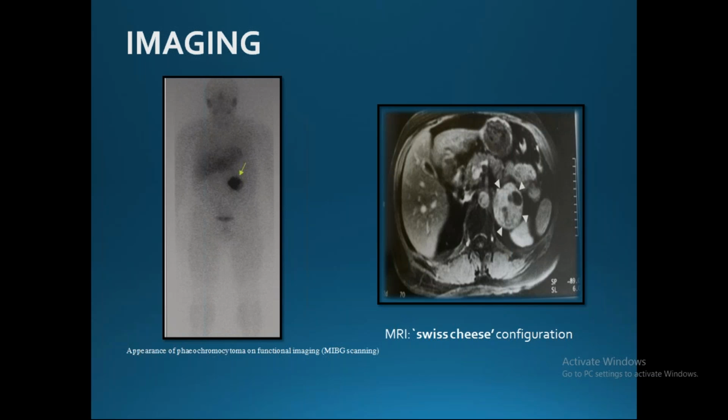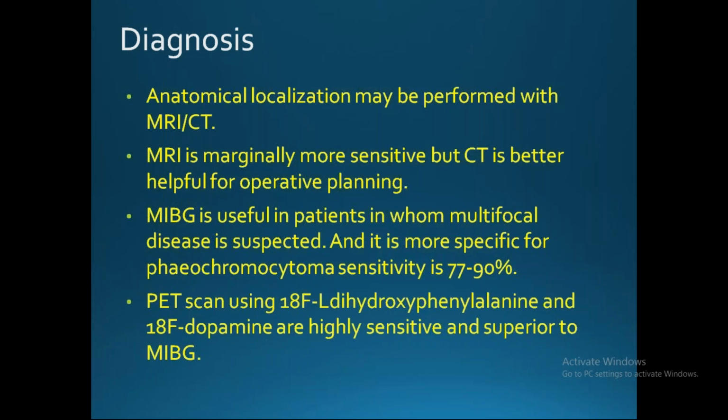On MRI, the classical appearance of pheochromocytoma is the Swiss cheese configuration. You know what Swiss cheese is? It's a cheese with multiple holes in it. Similar appearance. So in this condition, CECT or CEMRI is better, and the MIBG, meta-iodo-benzyl-guanidine, is more sensitive and specific for pheochromocytoma.